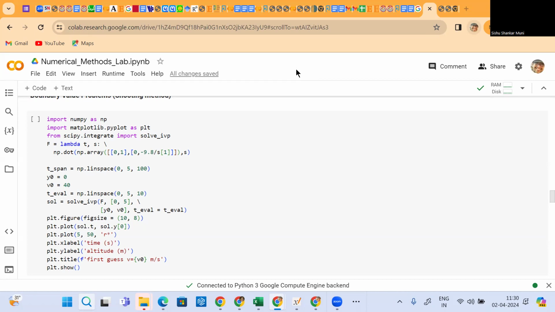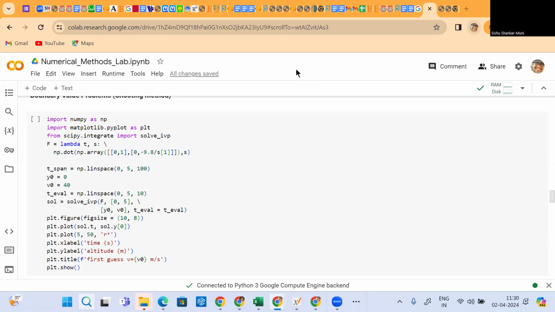Okay. So you are defining here also t span, that is the time it will run up to, till 5 seconds, 0 to 5, and we are using linspace 0 to 5, 100 times. Split it within 100. y naught is 0. At time t equal to 0, your position is 0. And yes, v naught is your guess here. v naught is your guess.